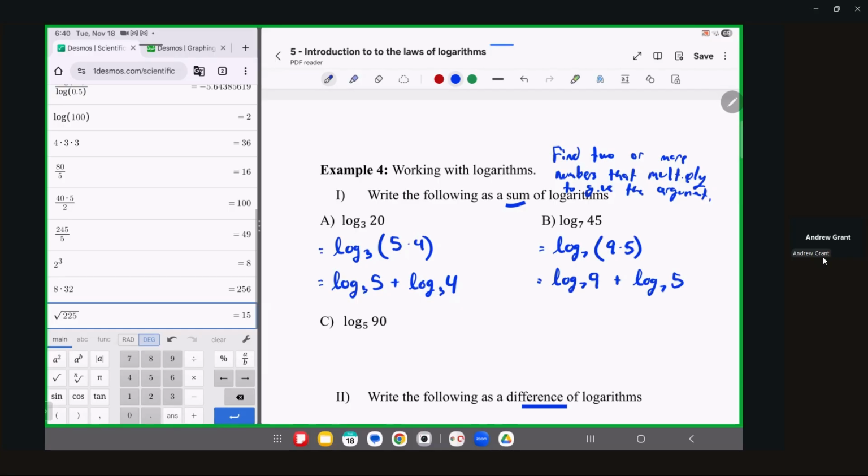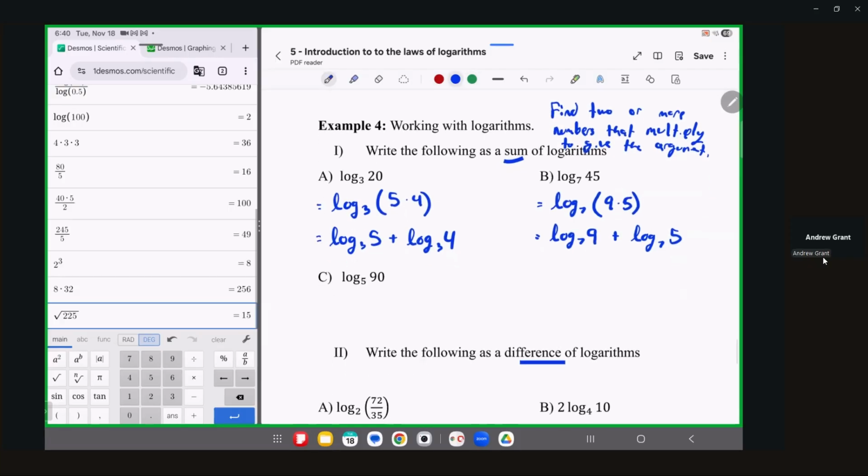Great. What about 90? And you might be asking at this point, can I just use 90 and 1? You could, but then we would end up with the situation of log base 5 of 1, which is 0. So that wouldn't be a sum of 2 or more logarithms anymore. So try to choose numbers that do not give you something trivial. So here, for 90, why not choose, say, 9 and 10, perhaps?